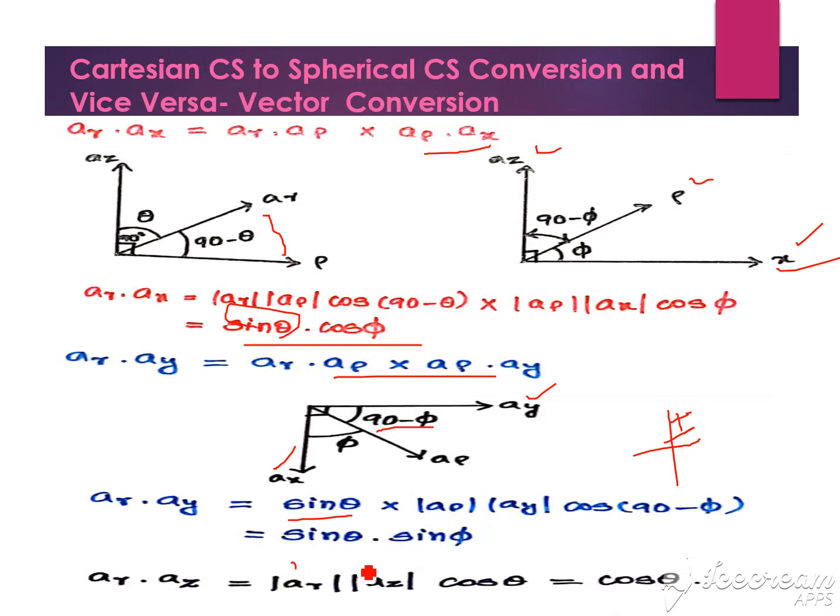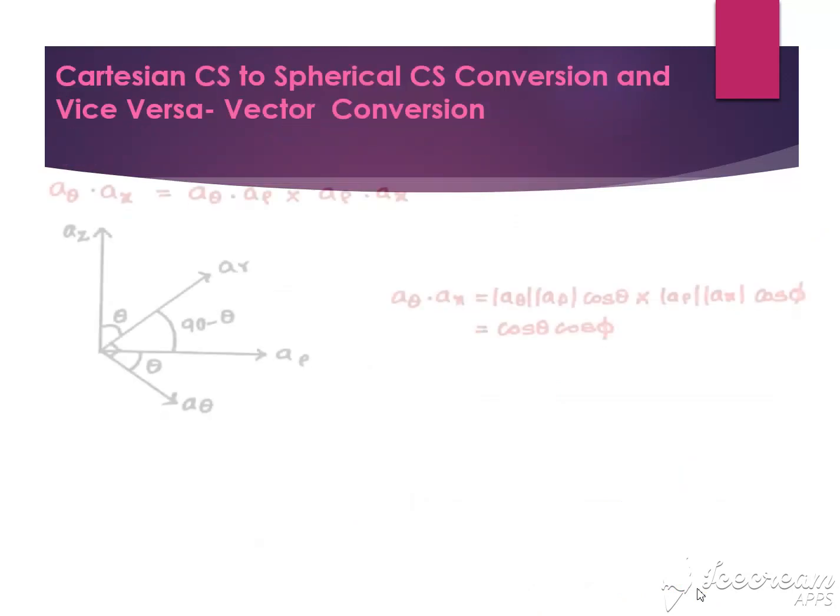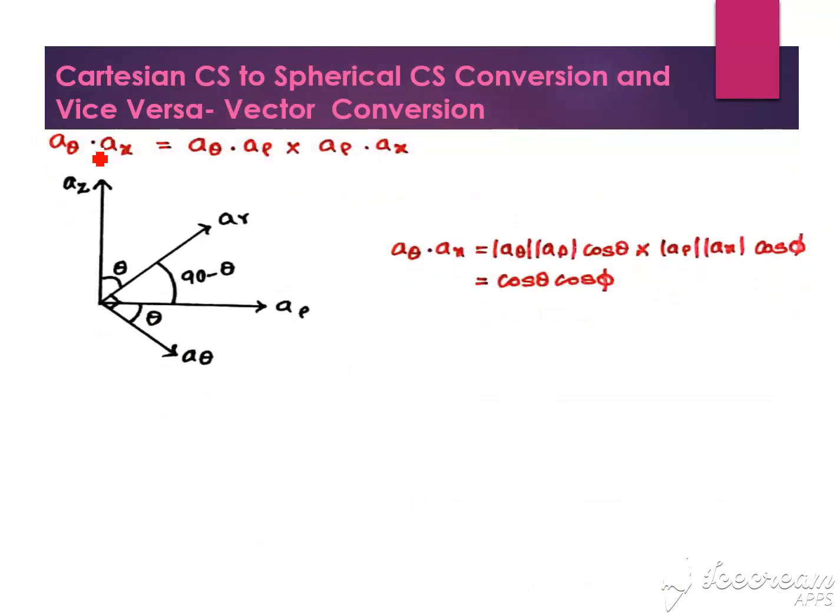These two values are 1. So 1 into 1 into cos theta is equal to cos theta. So next one, a theta dot ax can be written as a theta dot a rho into a rho dot ax. So now we need to find the angle between theta and rho. What is the angle between theta and rho?